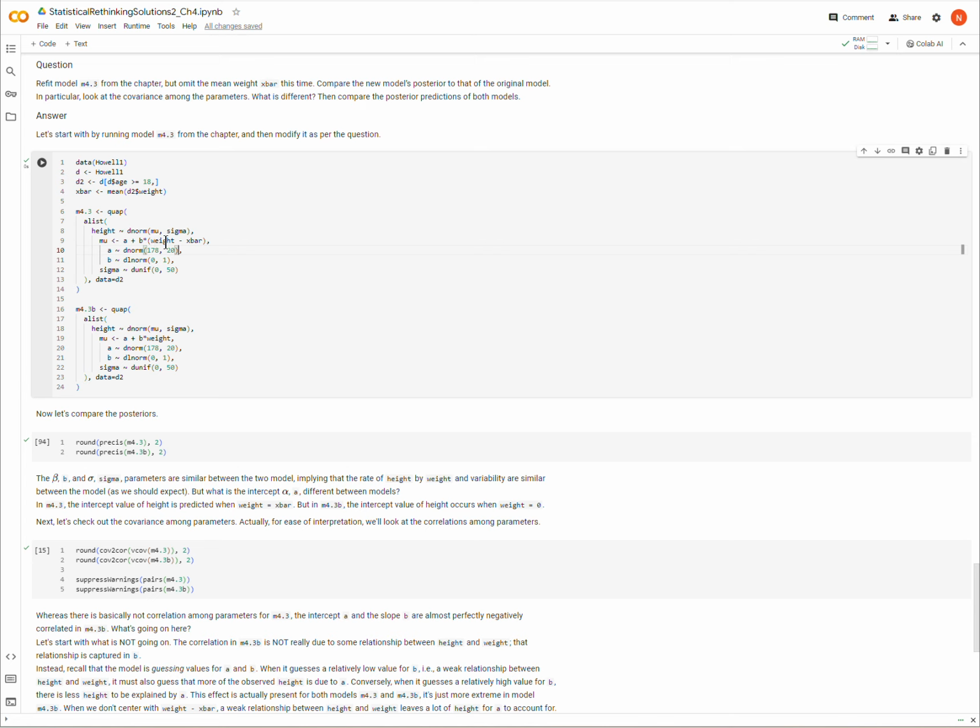We should be able to predict height somewhat by body weight. That doesn't mean that weight causes height or anything like that, but that's neither here nor there. We're just predicting in this case.